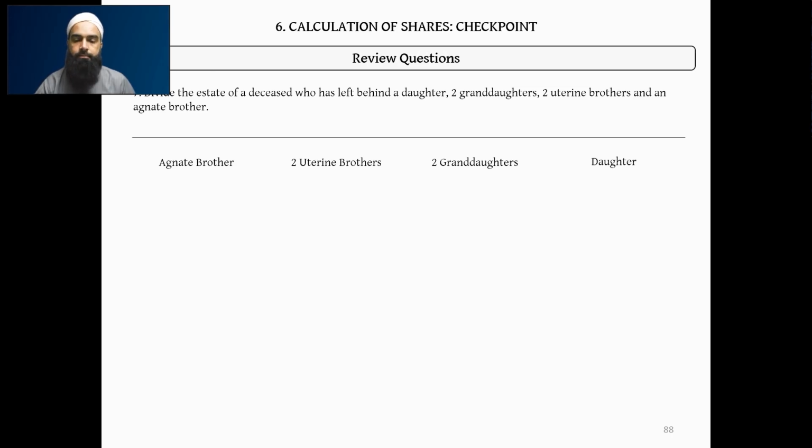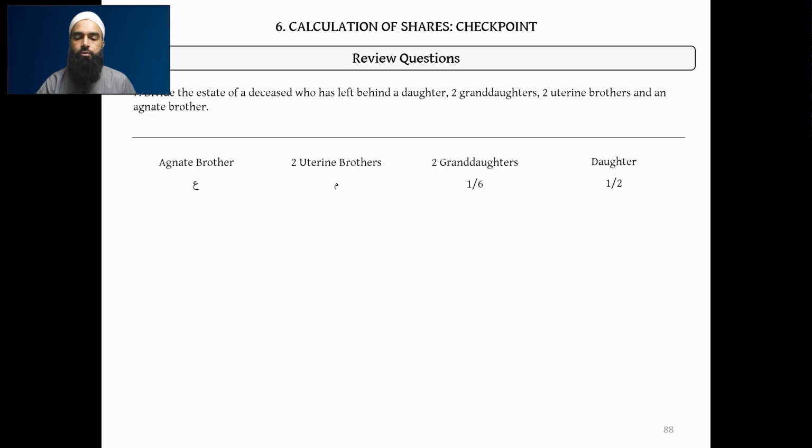Now to reveal the answer, half for the daughter, because there's nobody else that would receive that. The two granddaughters, because there's only one daughter, will receive 1/6. Then the two uterine brothers will have nothing because of the daughter being there. And the agnate brother will become the asaba, the agnatic shareholder. So now we see there's a half and a 6. So half is from group 1 and 6 is from group 2.